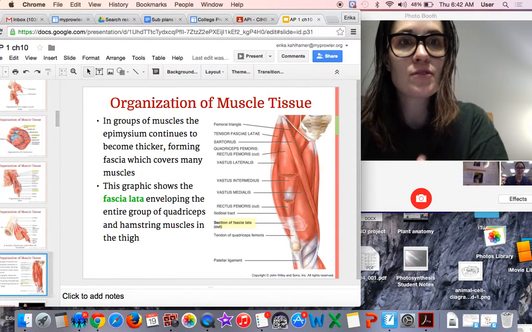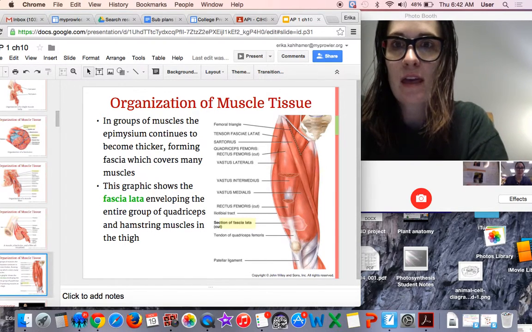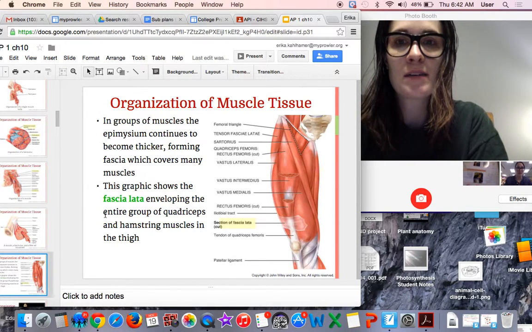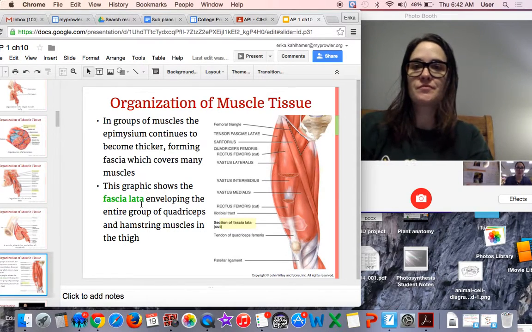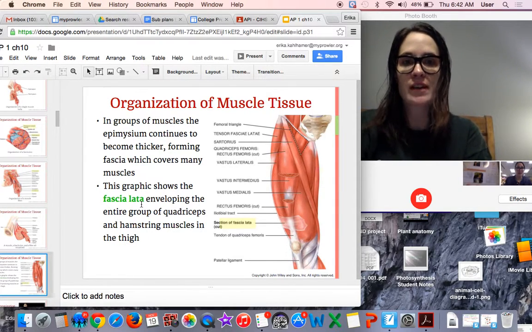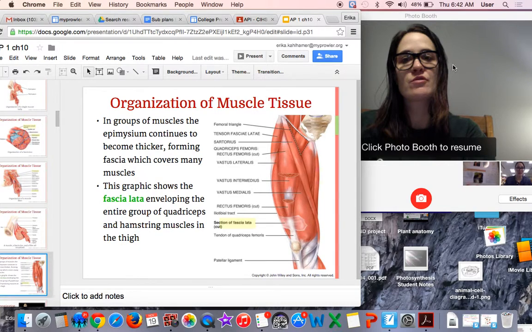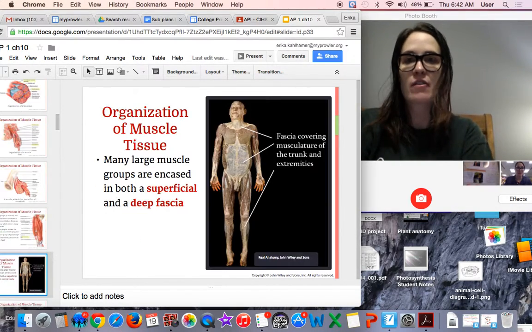Some muscles are grouped together, like the quadriceps, for example, or the hamstrings. So a lot of times they're covered in this fascia lata, this thicker continuation of the fascia, that covering connective tissue. And all it does is, in groups of muscles, cover them to keep them bundled together.